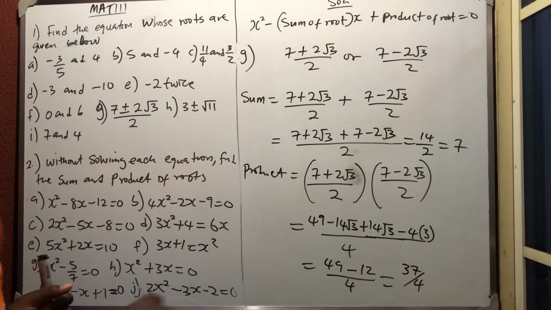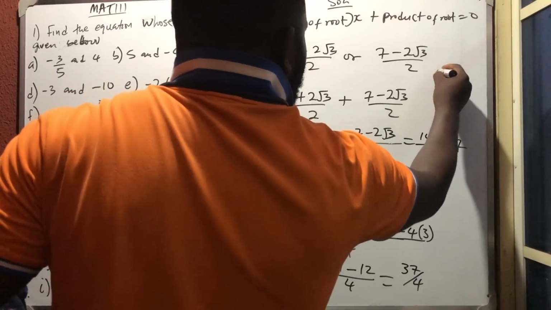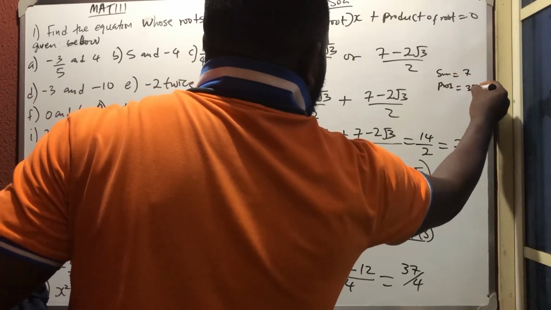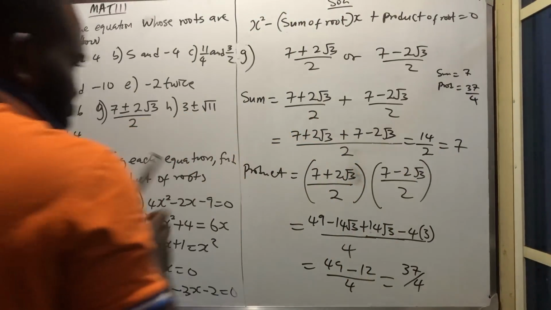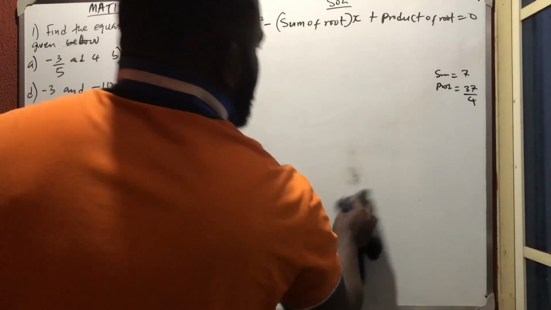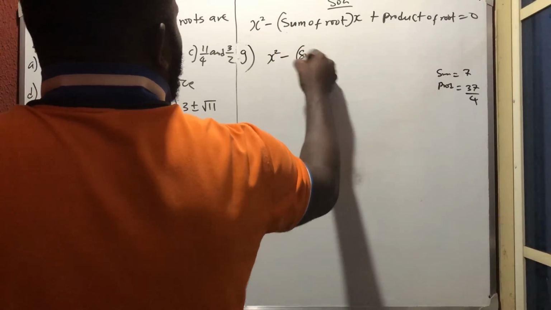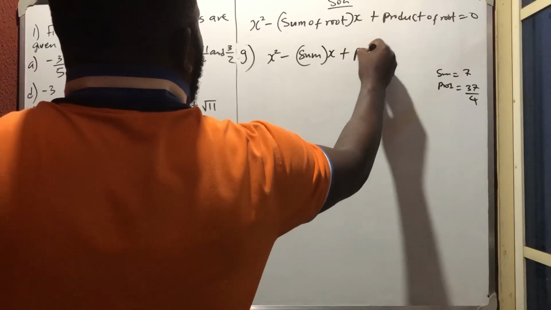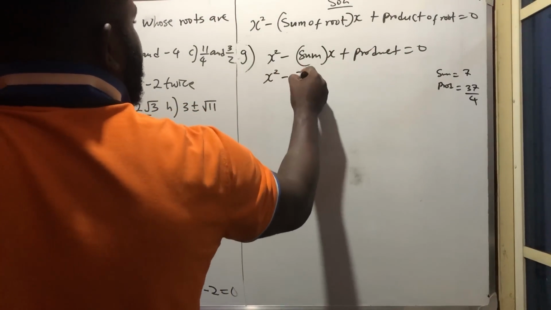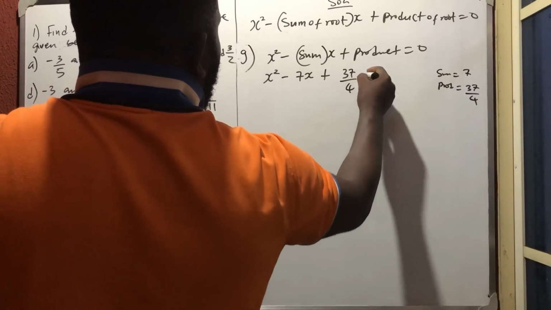So what do we do now? Let us get the equation. We have gotten that the sum is 7 and the product is 37 over 4. So permit me to clean here so that we can get the required equation. The required equation is x squared minus sum, you put x, plus product is equal to 0. So I'm having x squared minus 7x plus 37 over 4 is equal to 0.